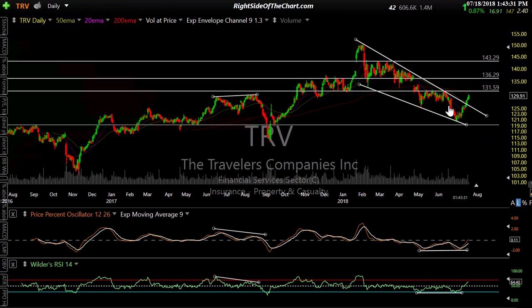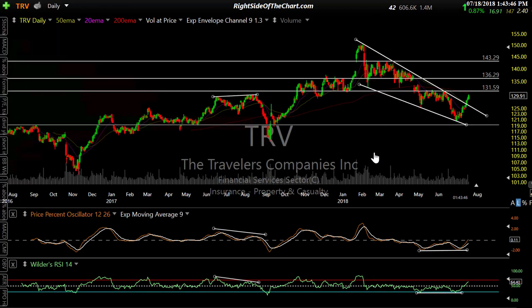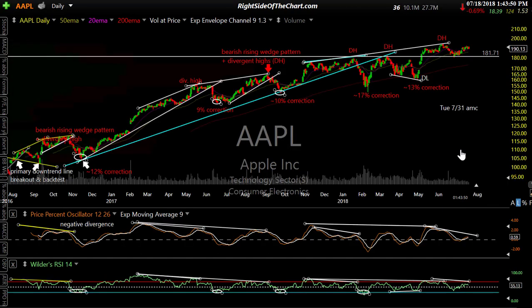TRV, that's bullish. Again, this is a financial insurance company. Breakout, same story in a lot of these financials. Bullish falling wedges, divergences, or at least downtrend lines that were taken out. There's your targets on that one. So here's one I'd rather be long than short right now, coming off trend line support as well. Targets are right here.